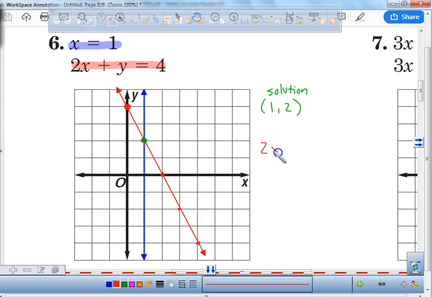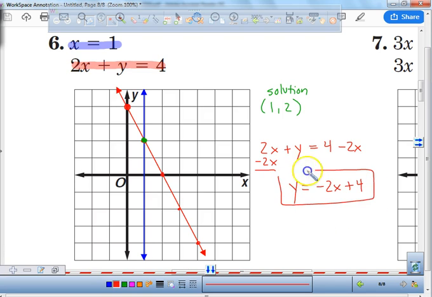How would I change 2x plus y equals 4 into slope-intercept form? What's the only thing I would have to do to both sides? Take away a 2x. And there's your equation right there. What's your slope? -2. What's your y-intercept? +4. What's your slope do? Down 2 over 1. And this right here, this is your solution.